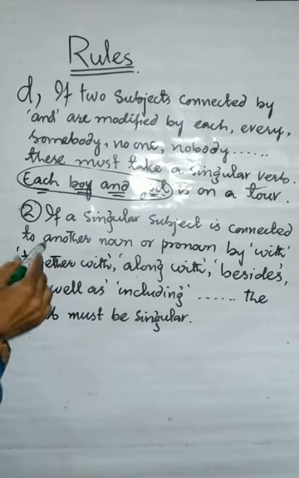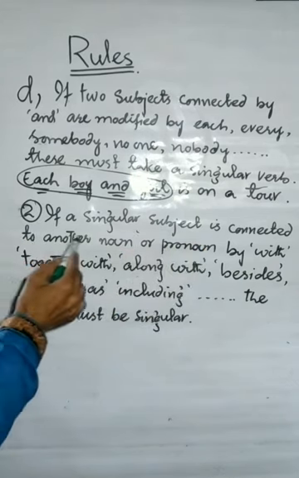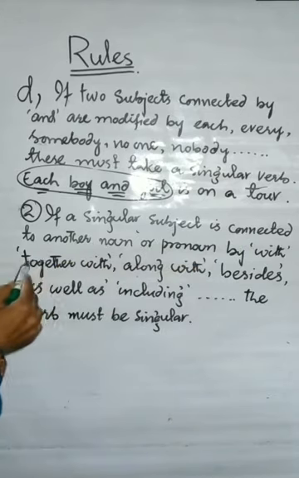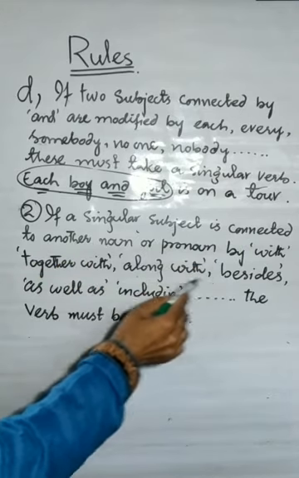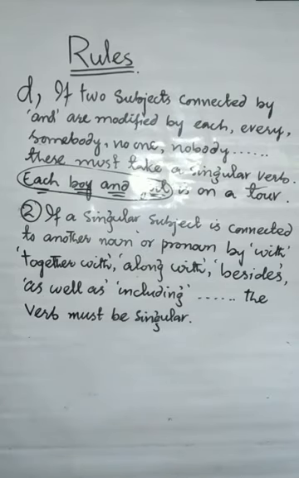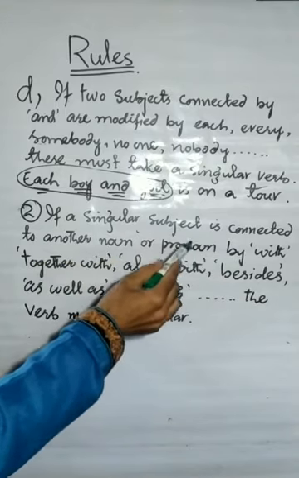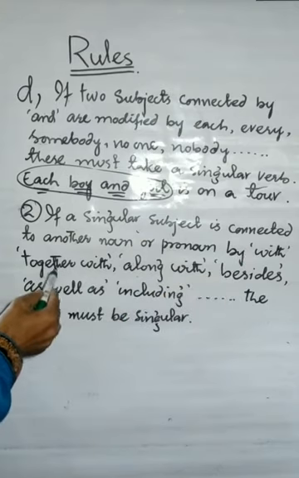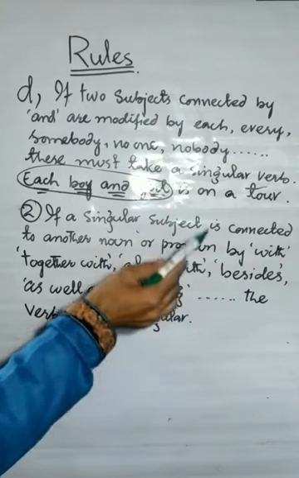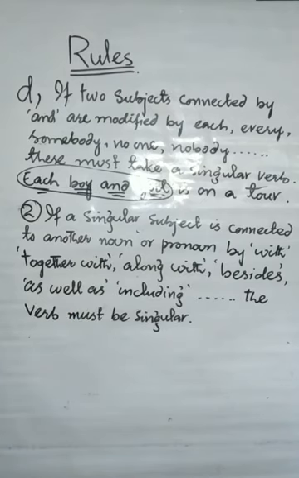Here is rule number 2, it's the main rule. It says if a singular subject is connected to another noun or pronoun by with, together with, along with, besides, as well as, including, the verb must be singular. यहां पे ये जो रूल कहता है, ये कहता है कि अगर एक सिंगुलर सब्जेक्ट कनेक्टेड है दूसरे नाउन या प्रोनाउन के साथ इन वर्ड्स से, with से, together with से, along with से, besides से, as well as से, तो वहां पे सिंगुलर वर्ब का इस्तेमाल लाजमी है.